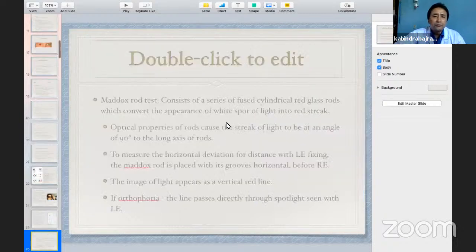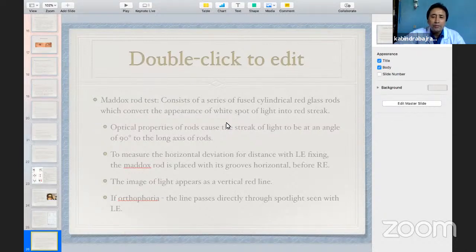syndrome. So again, we have different types of tests like the Maddox rod test, which consists of multiple cylinders of red glass, which convert the appearance of a white spot of light into a red streak. The optical properties of the rods cause the streak of light to be at an angle of 90 degrees to the long axis of the rods.